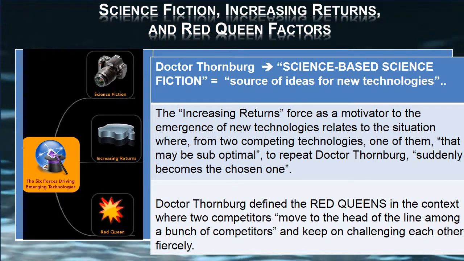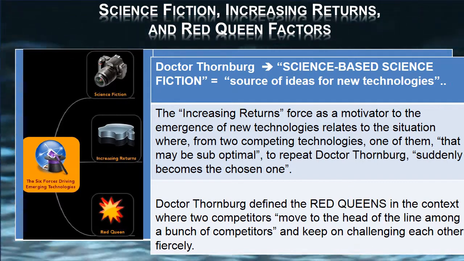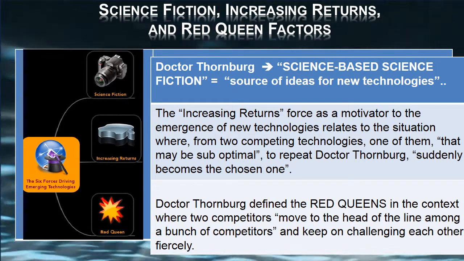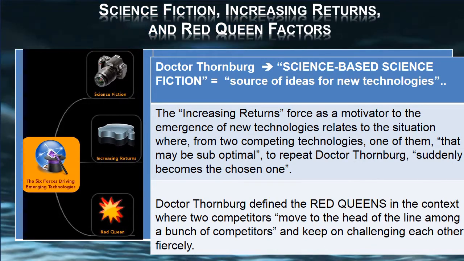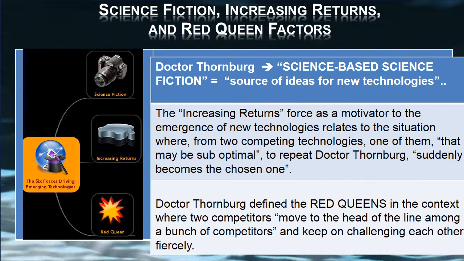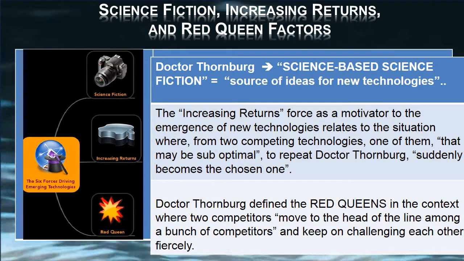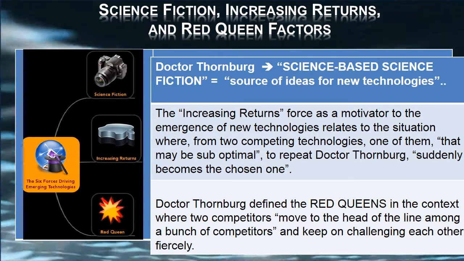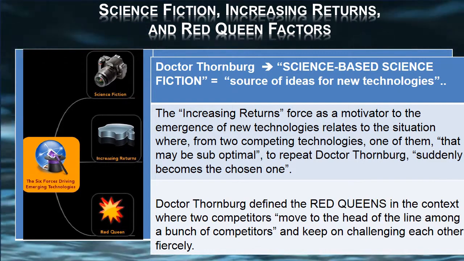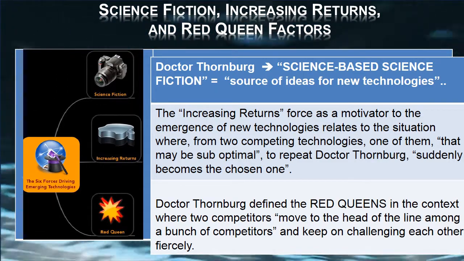Now let us look at the increasing returns force as a motivator to the emergence of new technologies. It relates to the situation where, from two competing technologies, one of them, that may be suboptimal, suddenly becomes the chosen one. Just to illustrate, I would like to recall the fate of Microsoft Word versus WordPerfect, the triumph of Internet Explorer over Netscape Navigator. And, last but not least, we have the Red Queen as one of the forces Dr. Thornburg proposed as enablers or facilitators of the emergence of new technologies.